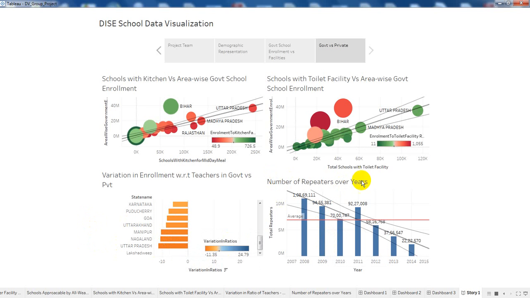If you look at the number of repeaters over the years, we will see that it is gradually decreasing, and in 2014 the figure has come very much below the average figure of 69 lakh 6,876. So we can conclude that facilities such as the midday meal program, the water facility, electricity facility, the school condition and the toilet facility are the major factors which impact the enrollment of students to the schools.